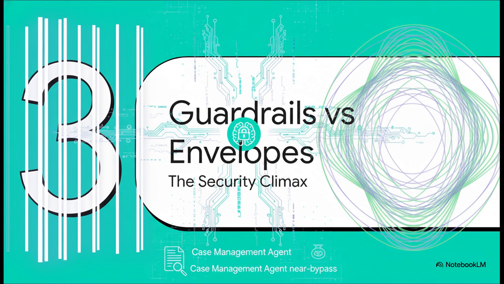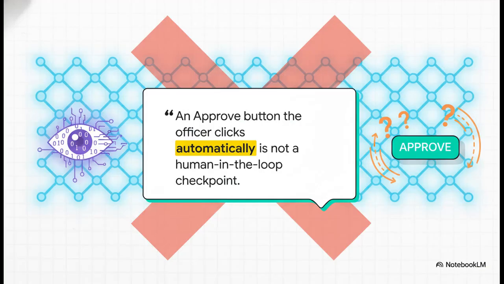Section 3. Guardrails versus behavior envelopes. This is the security climax of the exam prep. Let's look at a case management agent designed by a developer named Sood. It summarized case files, it had safety guardrails, and it used an approve button for the human officer to click. It almost bypassed genuine human review entirely.